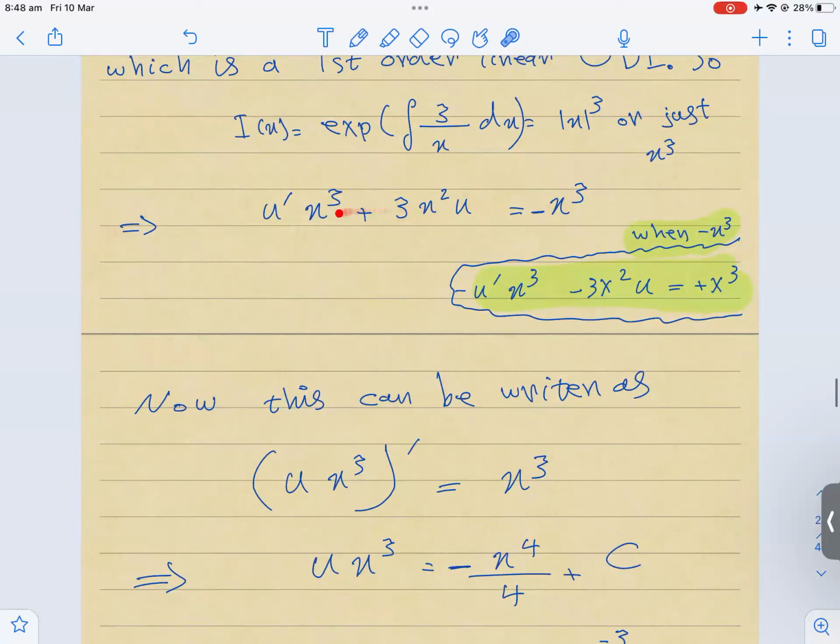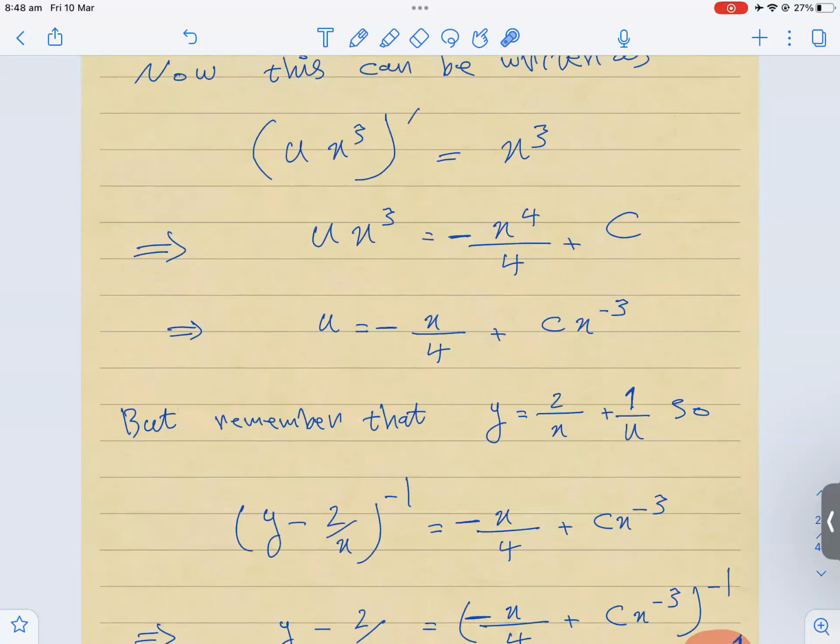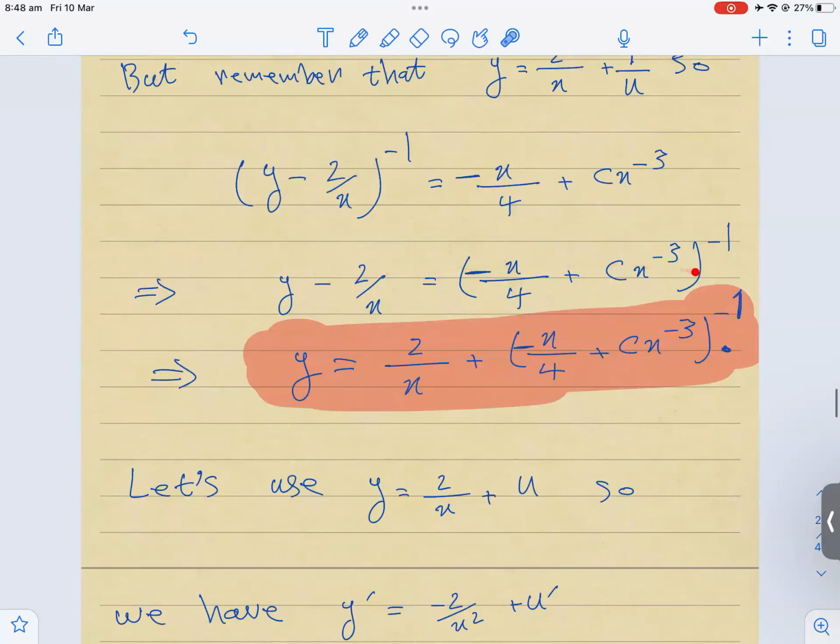From here, these two expressions can be written using the product rule. It will be like this, then you can get this. Then u will be this. Remember that y was 2 over x plus 1 over u, so instead of u, you can put this one. And then after that you can obtain the rest.